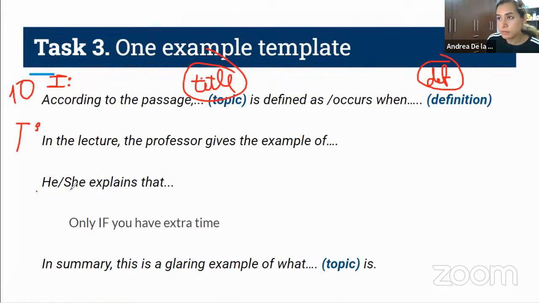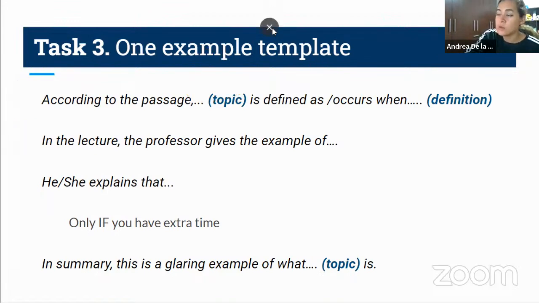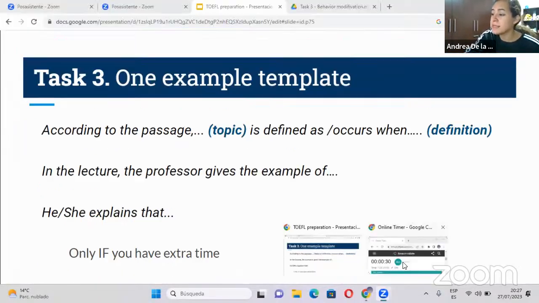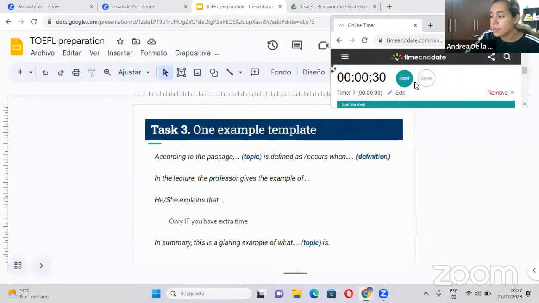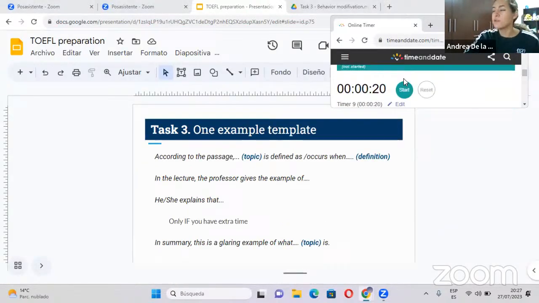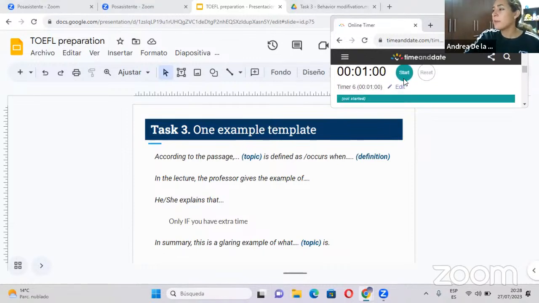Is everything clear? Okay, guys. So I will give you guys a sample response. I'm going to do it so that you see how I manage my time, the things that I say, the things that I leave behind, how I explain the information. So pay attention.